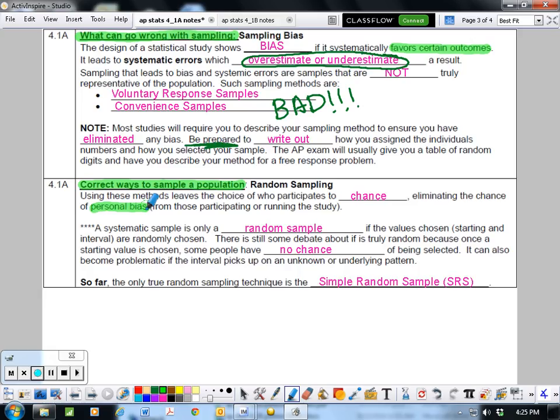And kind of going back to that systematic sample, some people will tell you that it's really a random sample as long as your numbers, like your starting value and your interval value, are randomly chosen. But there's debate about it because once a starting value is chosen, some people have no chance of being selected. So if I randomly select number 4 as my starting value, the likelihood that I'm going to pick number 5 is going to be really small. And so then not everyone has an equal chance anymore, because once I pick that starting value, there's a super small chance that number 5 is going to get picked or number 3 is going to get picked. So really we're going to go ahead and stick with the simple random sample, or that SRS.